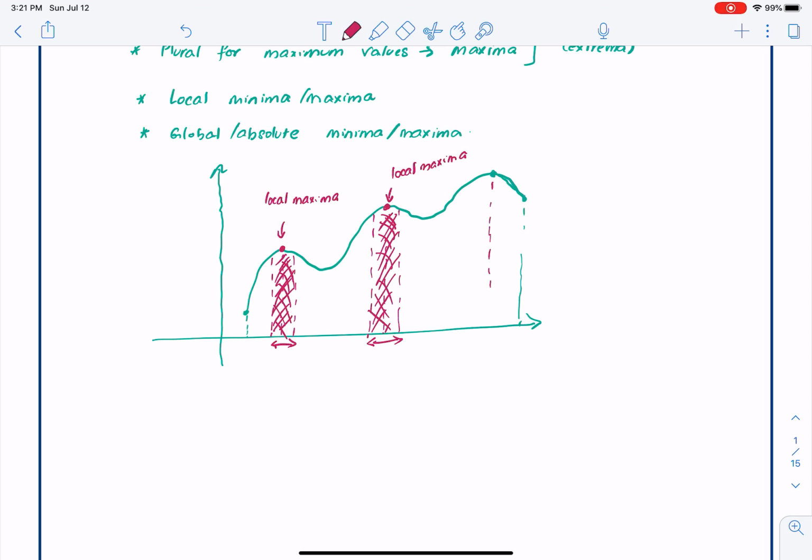Now I have a third point here. So on that interval, this point is the highest. So that would correspond to a local maxima. But this maxima is the highest of the other two, or of all three. So this particular value is larger than that one and that one. So this is also the absolute maxima of the function.